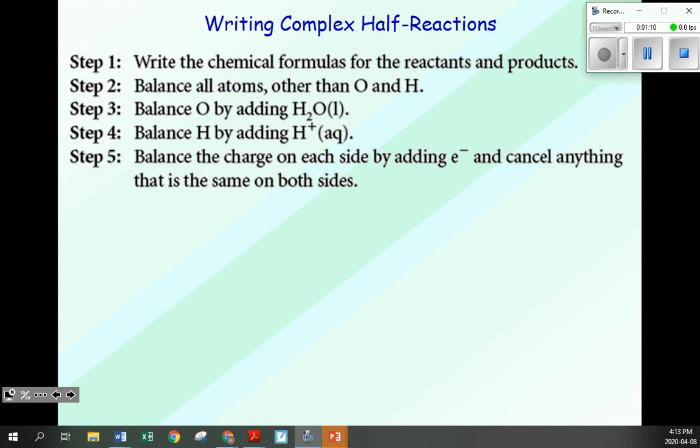Balance all atoms other than oxygen or hydrogen. So if there's a nitrogen or phosphorus, you have to balance those first. Step number 3, balance oxygens by adding water. You're going to balance hydrogens by adding the hydrogen ion. And you're going to balance the charge on each side by adding electrons. That's all you can do, kiddos, is add electrons. You can't take away electrons. You can't take away positive things. You can only add electrons to make sure that the charge on the product side is the same as the charge on the reactant side.